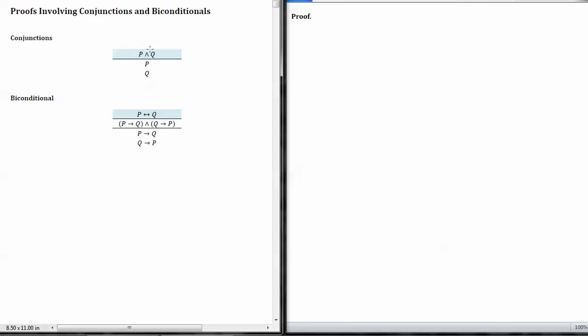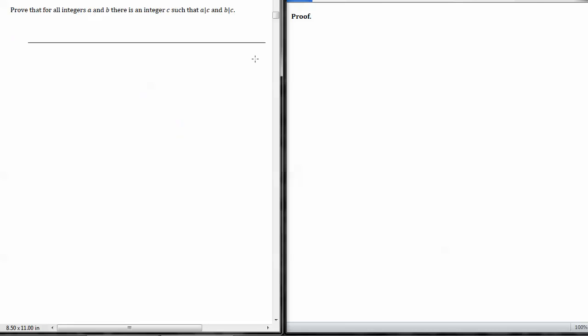In this problem, we will see a conjunction, which will arise right from the statement of the problem itself. And here it is. Prove that for all integers a and b, there is an integer c such that a divides c and b divides c. Let's think about what that c might be for some various pairs of values for a and b.